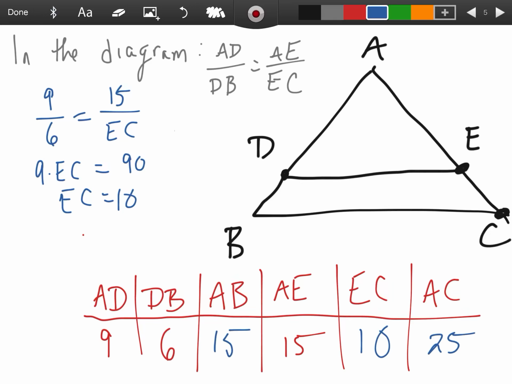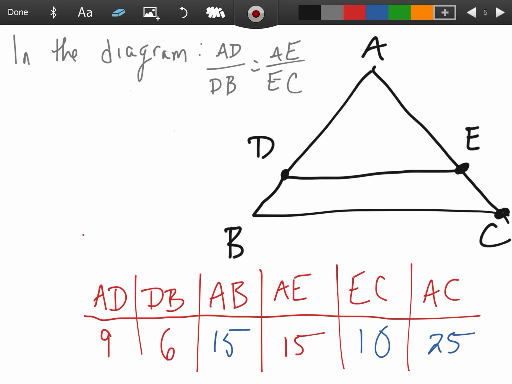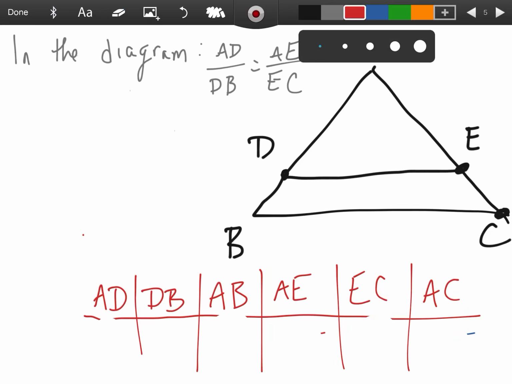All right, fantastic. Now I have completed this, right? I've completed the chart just by solving this proportion, finding EC, and then adding. We're going to do one more problem with this chart. We're going to make this one a little bit more difficult, and we're going to try and figure out a way around it. How are we ever going to solve this one? All right, so let's start. Again, I'll give you some values in red.